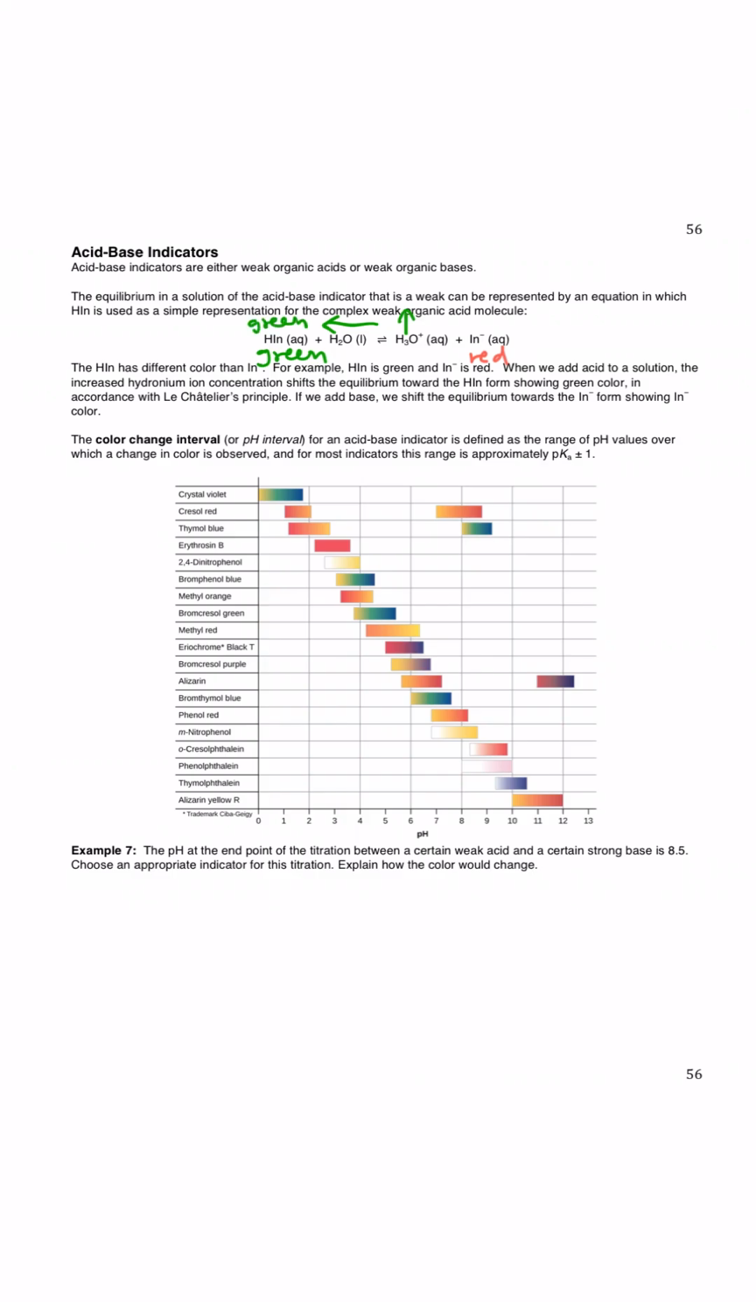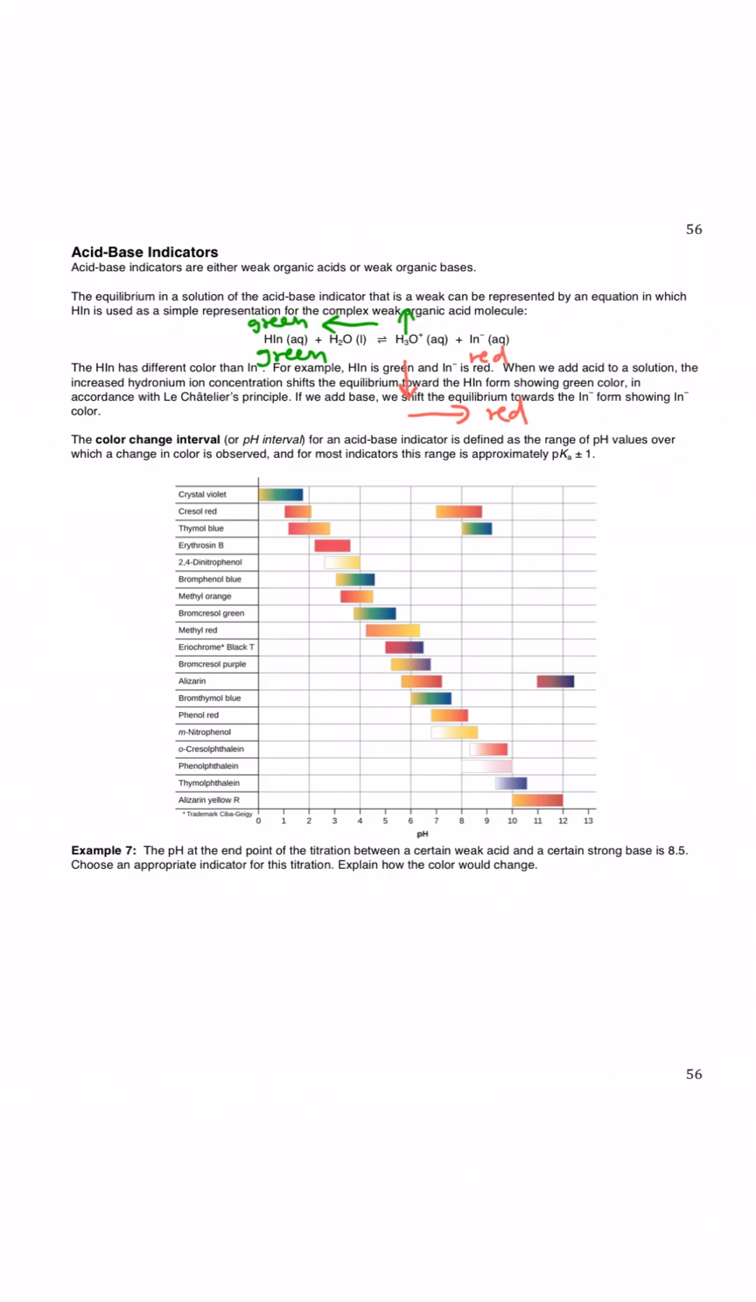However, if this indicator is present in a less acidic or more basic solution, that solution will have a low concentration of hydronium ion. Therefore, the reaction will shift to the right to produce red color. Therefore, the indicator will change to red. Here are examples of acid-base indicators. You can see the color change interval, and this is between the pKa plus or minus 1 of each of these weak acid and weak base indicators.